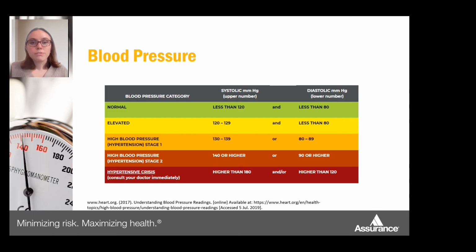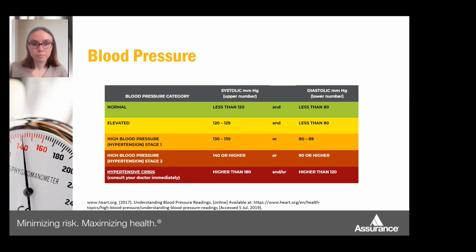And here we have the different ranges for blood pressure. We want our blood pressure to be in this normal range. Ideally, that's going to be less than 120/80. At the top here, we see systolic and diastolic numbers. Systolic is the pressure when the heart is beating and the arteries are filled with blood. And the diastolic measurement just measures pressure in the arteries when the heart is resting in between beats.